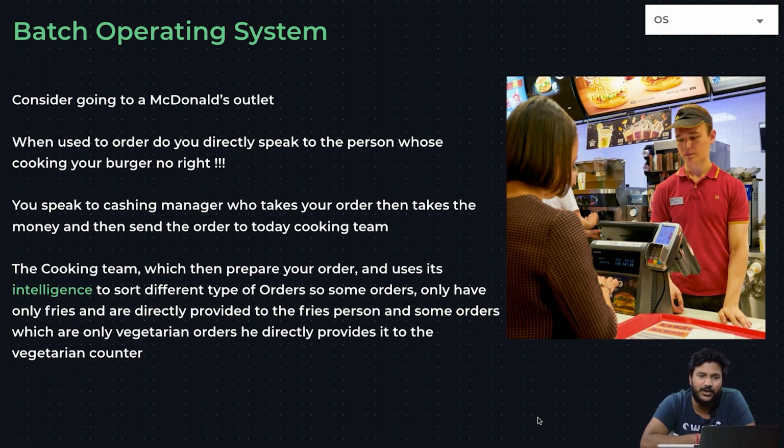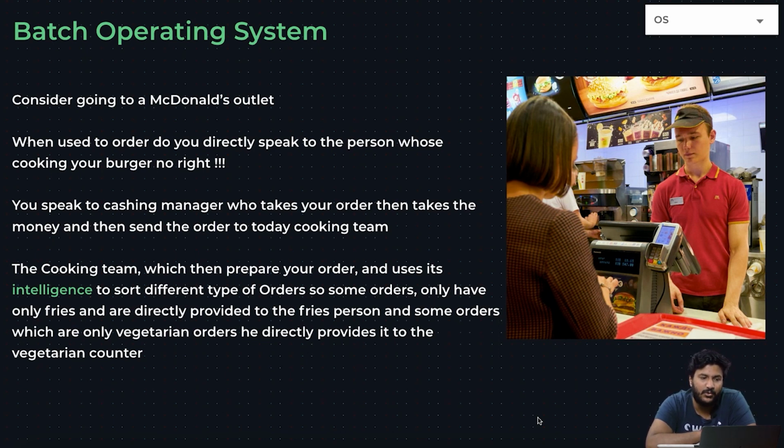First example: consider you are going to the McDonald's outlet. Right. So, when you order, do you directly speak to the person who is cooking your burger? No, you're speaking to the cashing manager who takes your order, takes your money, and then sends the order to the cooking team. So, again, let's have a look upon the example, then I'll help you parallelize it. The cooking team prepares your order and uses its intelligence to sort different types of orders. Some orders, for example, only have fries, and are directly provided to the fries person.